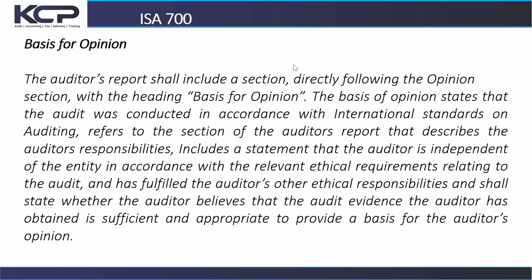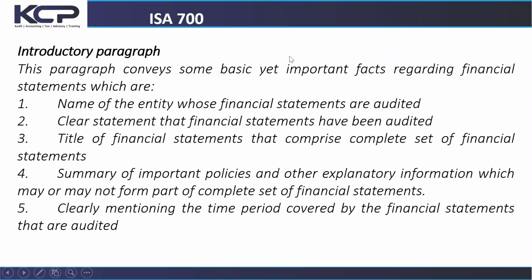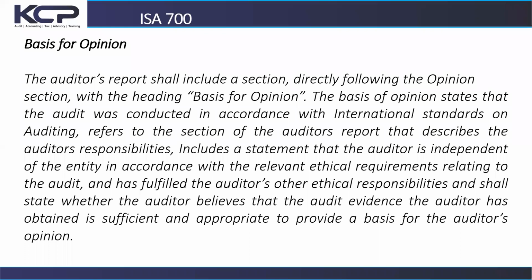So we've talked about the title, we've talked about the addressee, we've talked about the introductory paragraph. Next one is the basis of opinion. The auditor's report shall include a section directly following the opinion section with the heading "Basis for Opinion." The basis for opinion states that the audit was conducted in accordance with the International Standards on Auditing. So look at these affirmations you are making. You are saying that you have done the audit as the auditor in line with all the ISAs, right?